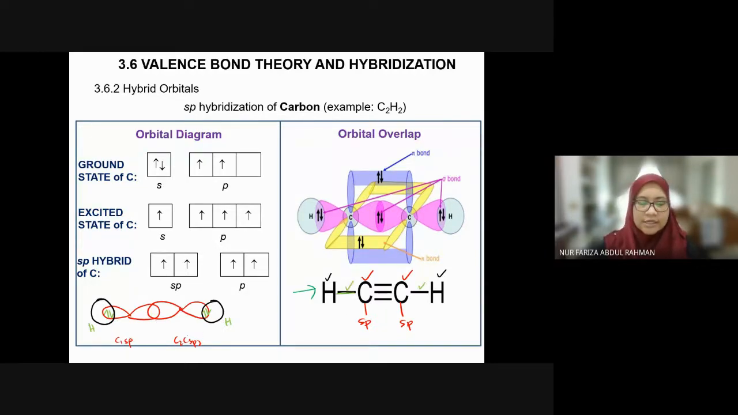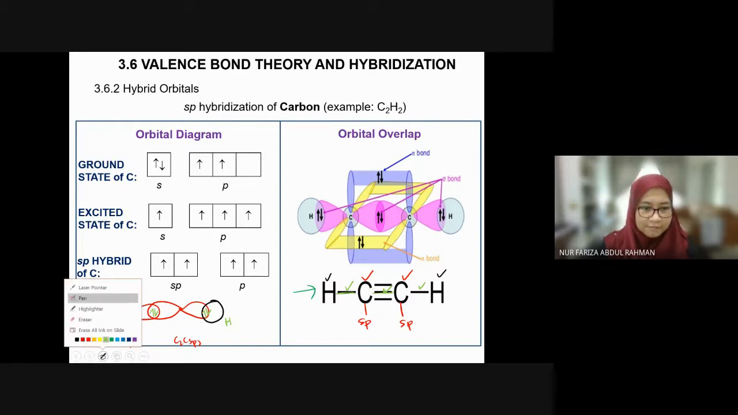We already have our orbital overlap. Okay, let's go for the sigma bond first between the two carbons. So this one right here that overlaps, this would be the sigma. So we have settled one of these three bonds. Okay, so that would be sigma. Alright, so how about the rest? These two bonds. So how do we represent that?